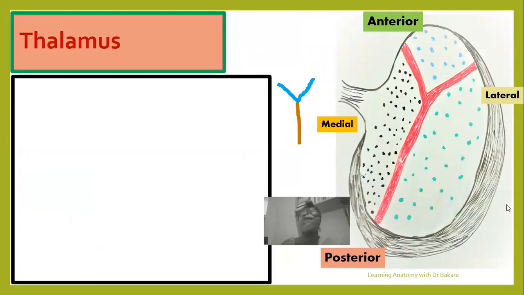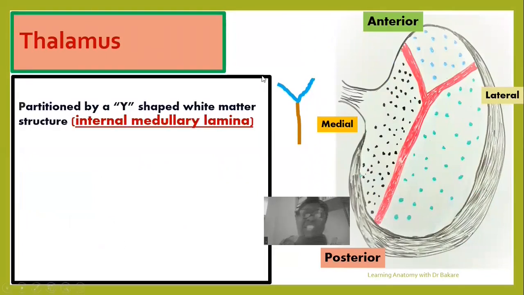So in describing the configuration of the thalamic nuclei, it is good for us to establish the inner white matter that tends to divide the thalamus into the sub-regions that it is made up of. So we have a Y-shaped white matter structure that is referred to as the internal medullary lamina. And this is the configuration of the Y-shaped structure. It has 3 limbs.